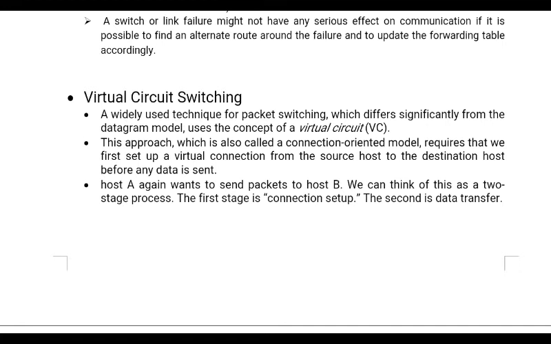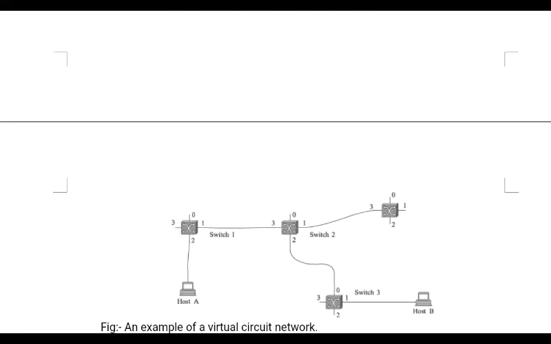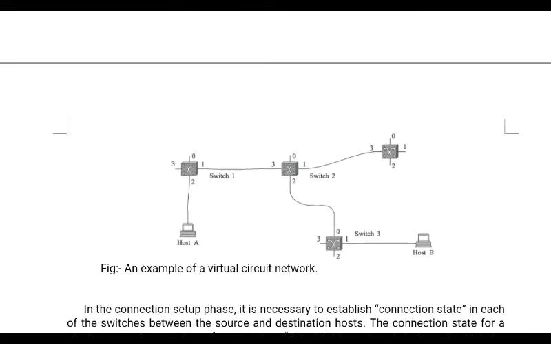Whenever a host, say for example host A, wants to send a packet to host B, we can think of this as a two-stage process. What is that? The first stage is connection setup, and the second one is data transfer. Here you are going to see this: if host A wants to send data to host B, two stages are there. The first one is the connection setup, and the next one is data transfer.